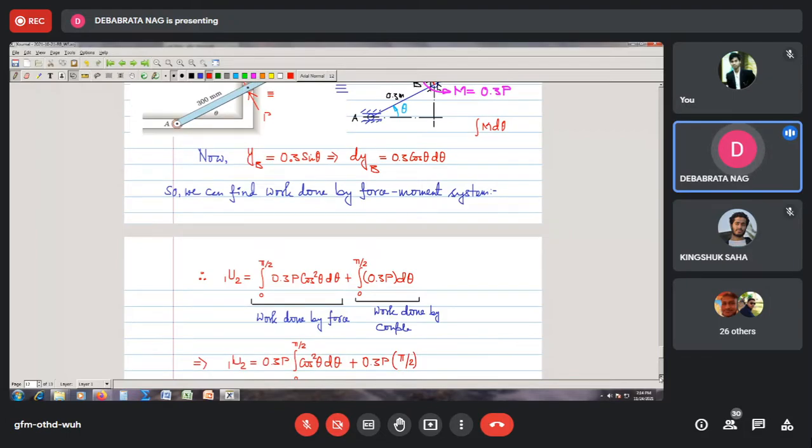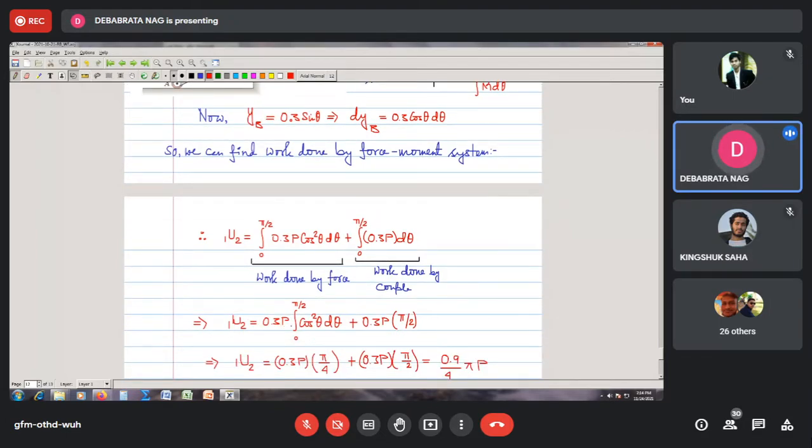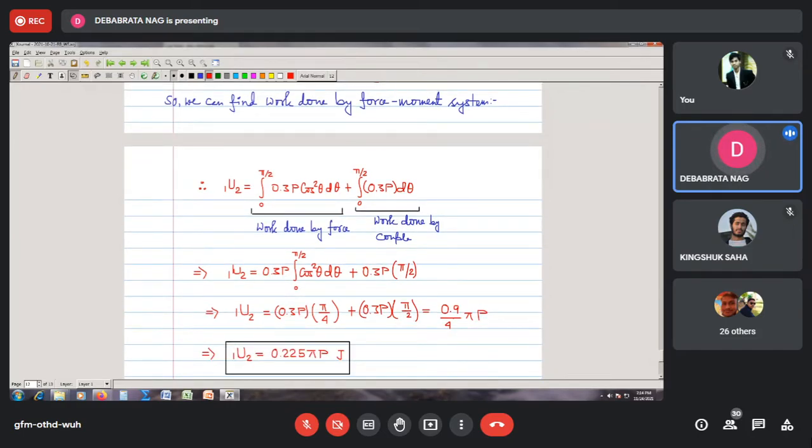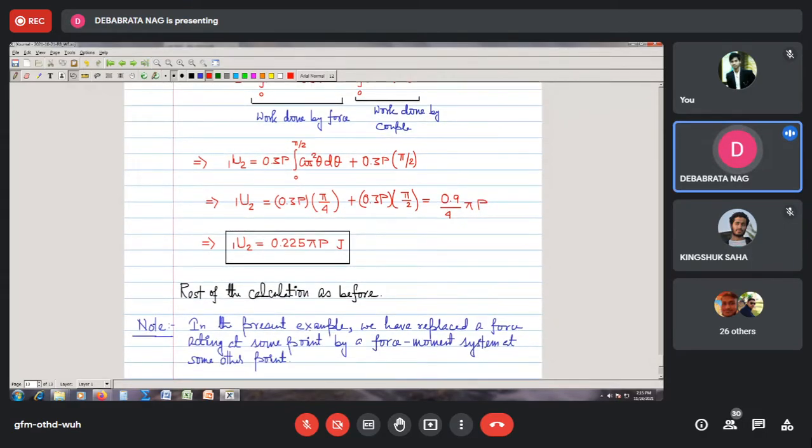So it becomes 0.3 P times the integral of cos square theta from 0 to pi by 2. This is a standard integral that you studied in class 12, and its value is pi by 4, because adding the two integrals gives 1, meaning pi by 2, so each has value pi by 4. So you see the work done becomes something like this. Now you substitute, you get back the same work done, and the rest of the calculation is similar as before.